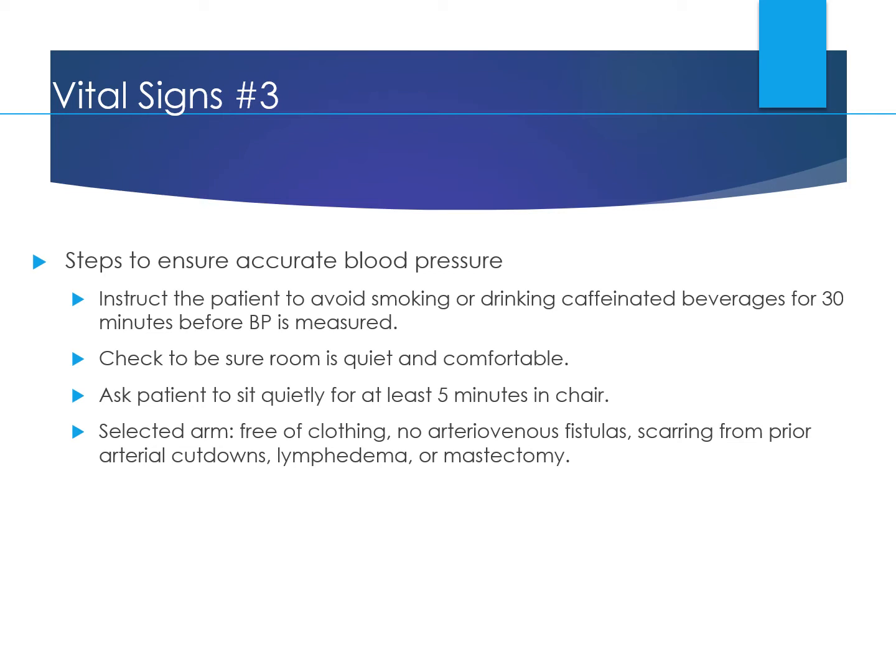So what are the steps to ensure accurate blood pressure? Number one, we need to instruct the patient to avoid smoking or drinking caffeinated beverages. We need to check to be sure the room is quiet and comfortable, and also have the patient sit quietly for at least 5 minutes.